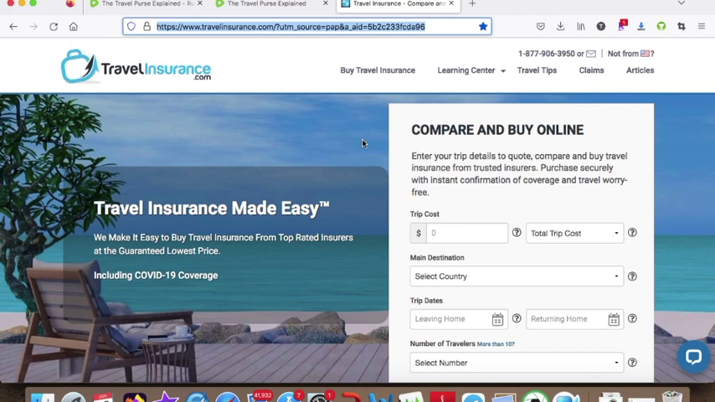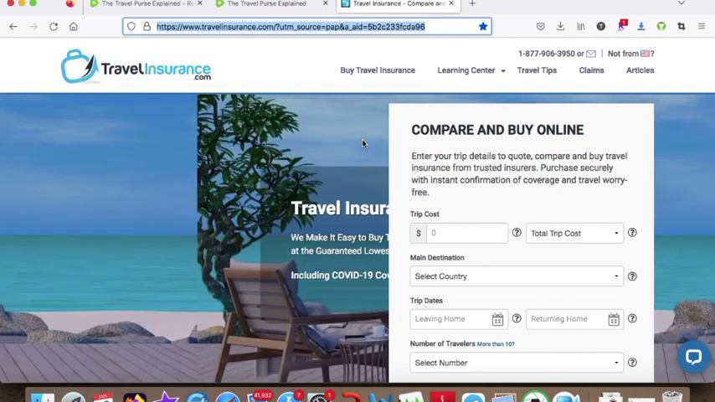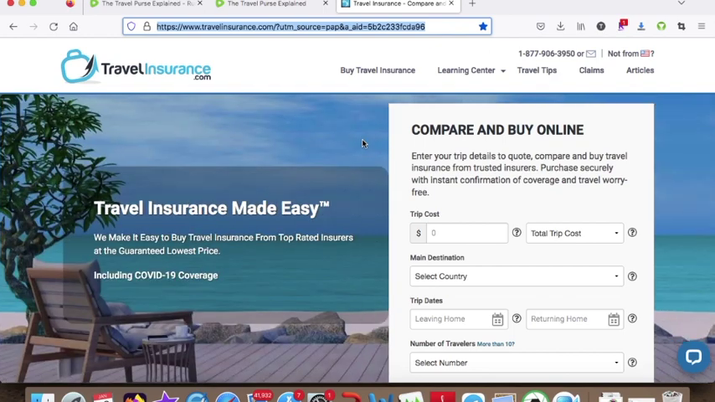Now, just to let you know, I am not endorsing a specific insurance company. This is a tool, so rest assured that is not my purpose. I'm not trying to promote a specific website or a specific insurance company. This is basically a tool that will allow you to see all of the offerings for the specific trip that you're wanting to take.